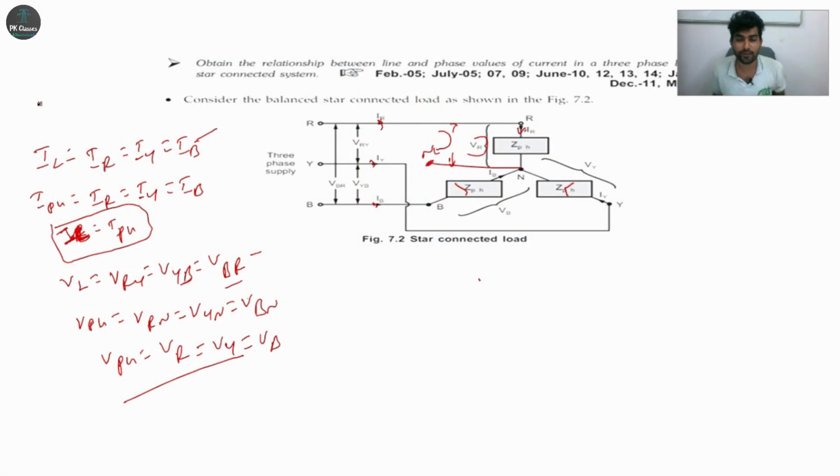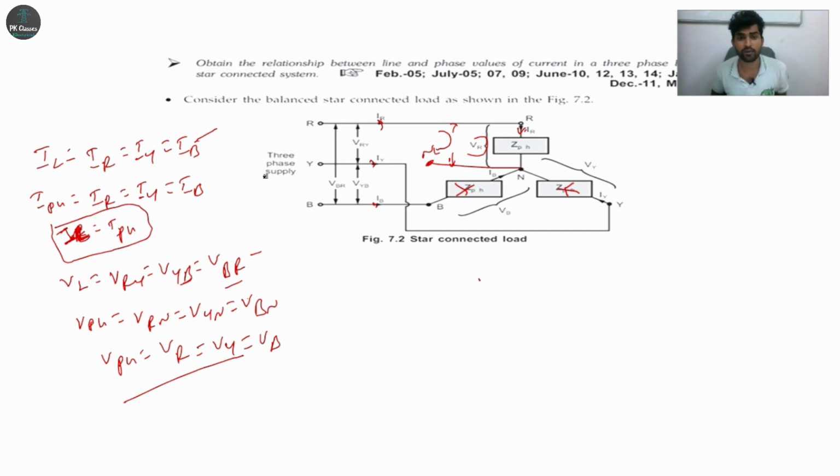Next there is a derivation. Before getting into the derivation, we must know some basic definitions, right? Line current passes through any line, and phase current is the current that passes through any branch. See here, this branch and then this branch and then this branch, right? See the equation, IL is equal to I phase, because the same current is flowing through the branch also. So the current will not be dividing. Same, IL is equal to I phase.